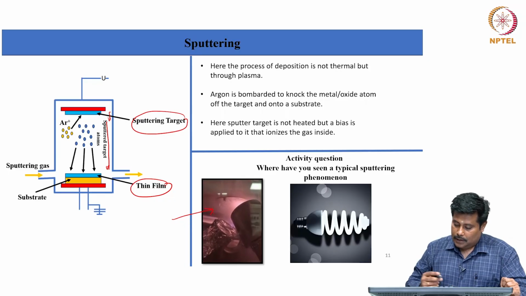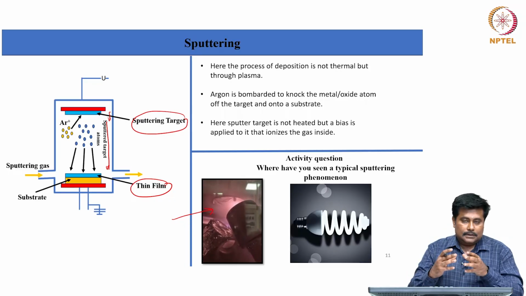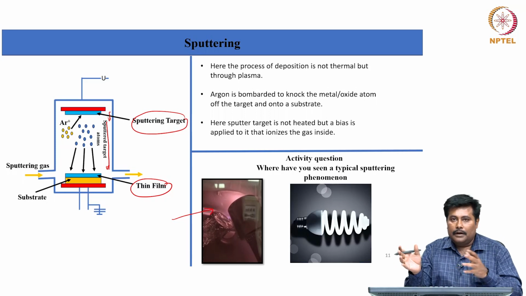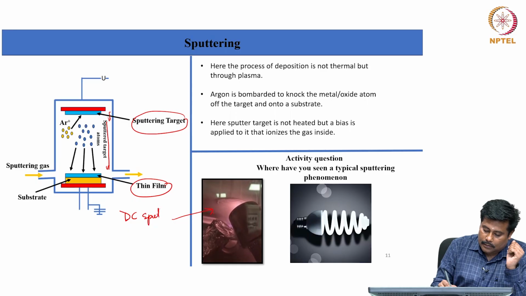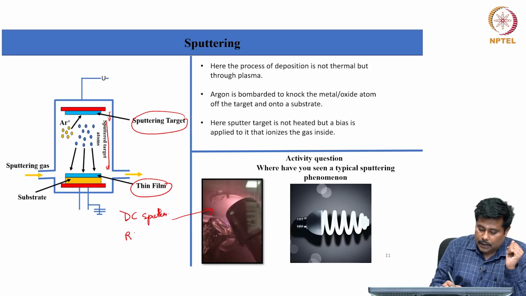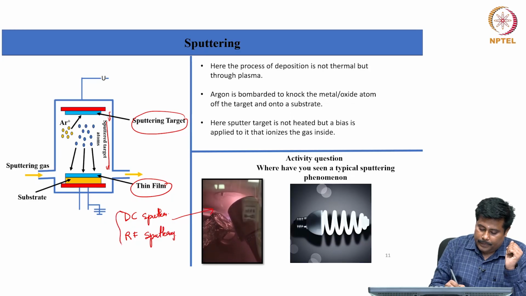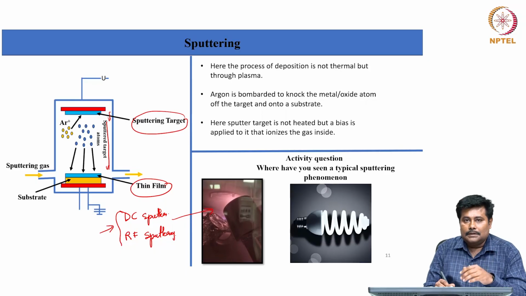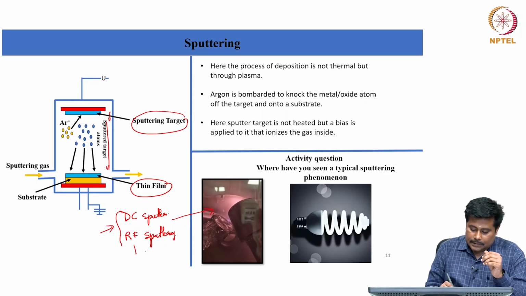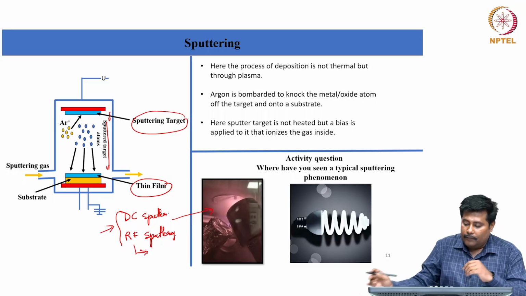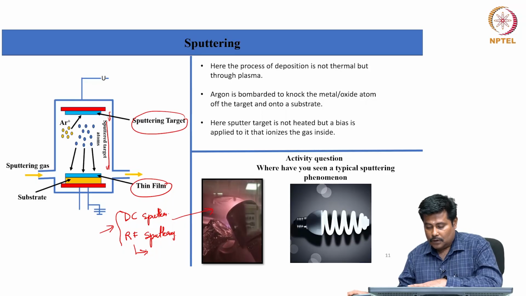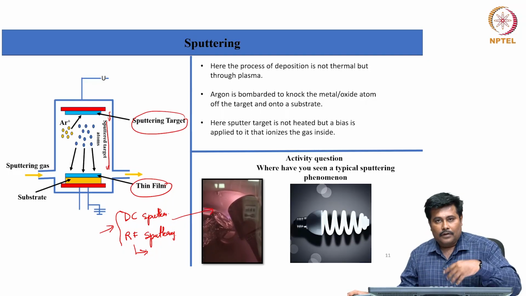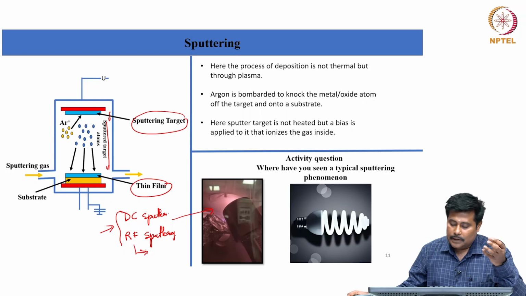In this particular case, the sputtering process is classified into two. One is called DC sputtering, and the other one is called RF sputtering. DC sputtering is mainly meant for metals, while RF sputtering is mainly meant for oxides. In fact, the typical sputtering phenomenon is almost like a CFL bulb, where plasma is used as a process.